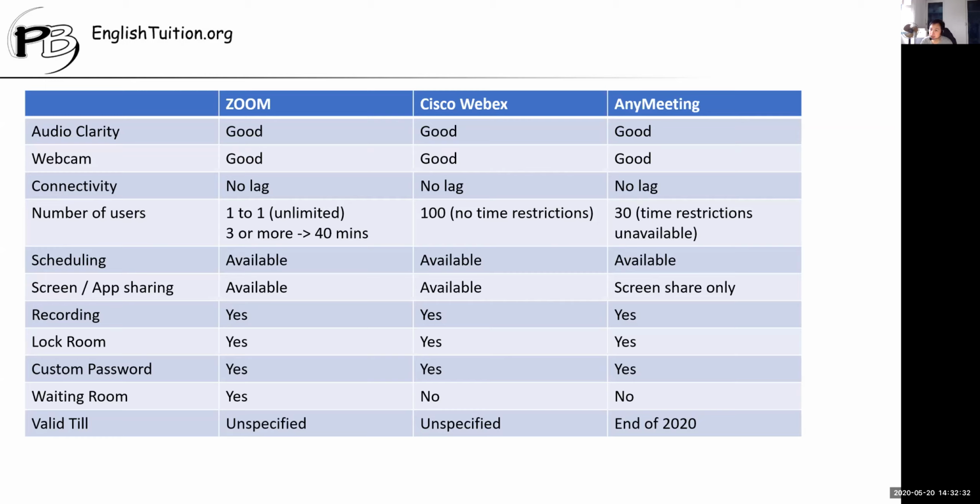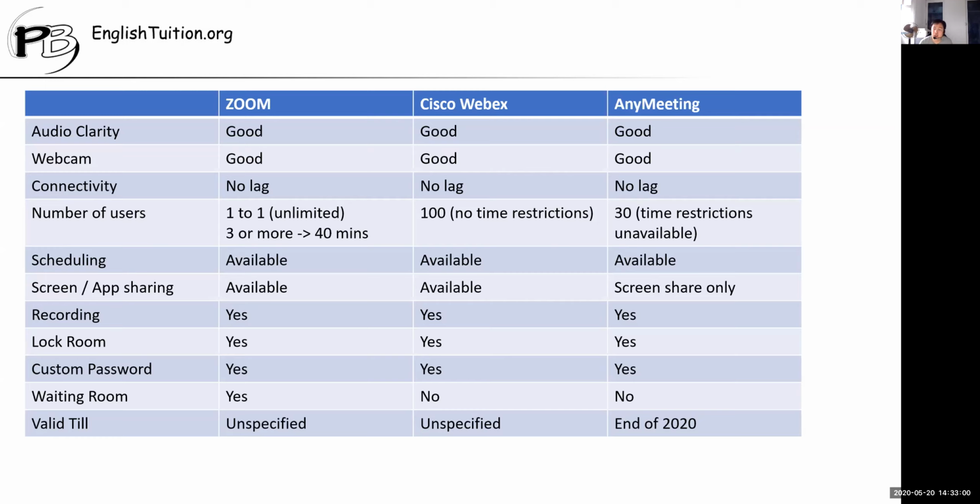But for AnyMeeting, that's the downside because they only have screen sharing, right? So the moment you share your screen, all the information that's available on the desktop can be seen by the participants, right? To me, that's a minus, because there may be some sensitive information that you don't want other people to see, and you accidentally reveal some password or something. So that's not a good thing to have.